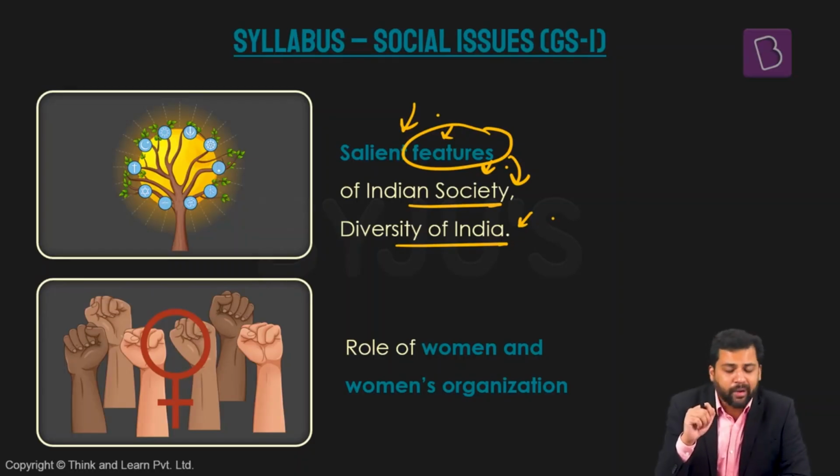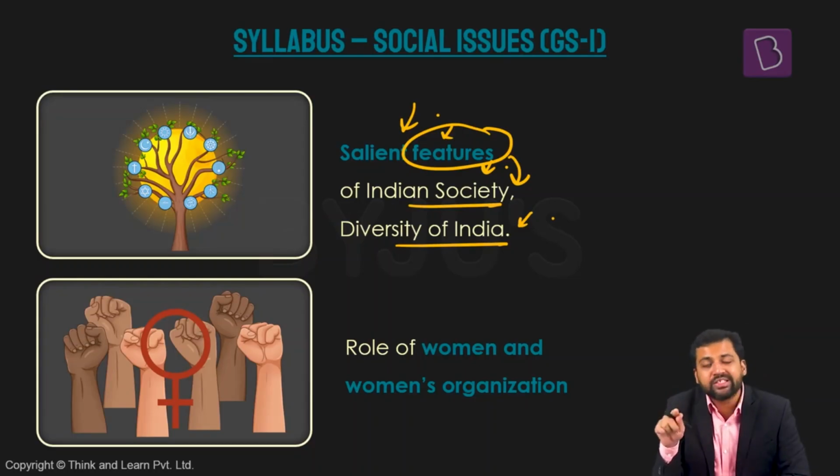Apart from this, one point that we have to keep in mind: societies are not necessarily static. They don't remain the same. They keep on changing. So how do societies change? What are the factors which bring about change in society? We'll try to understand that.